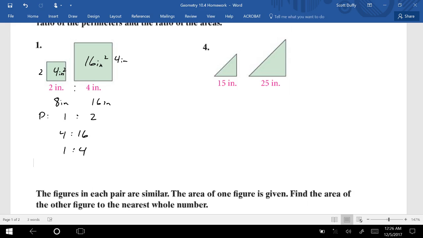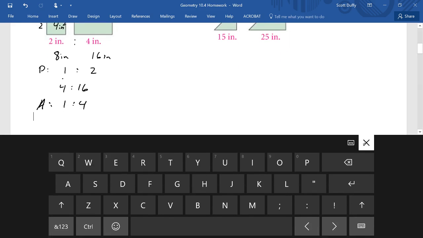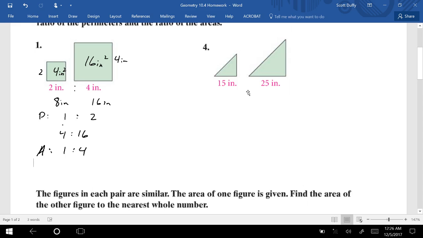Now, I could have made this way easier by just taking this ratio and squaring it. Take each number, 1, and square it, and I get 1. 2 squared is 4. And that is the area ratio, 1 to 4. Perimeter ratio, 1 to 2. Area ratio is that squared, and that is it.